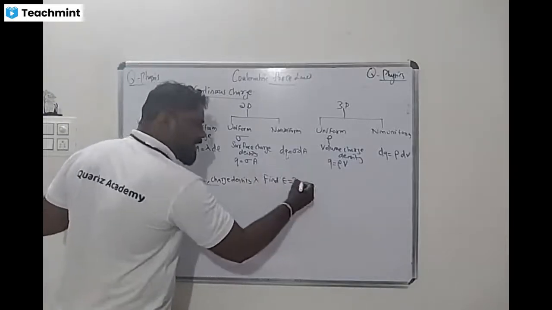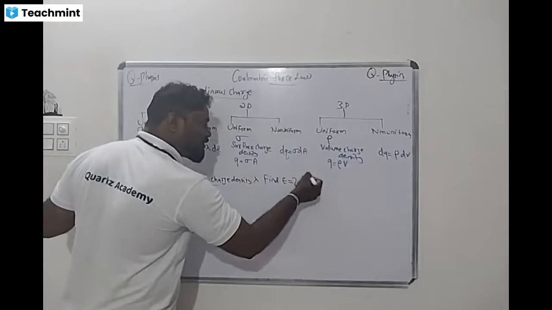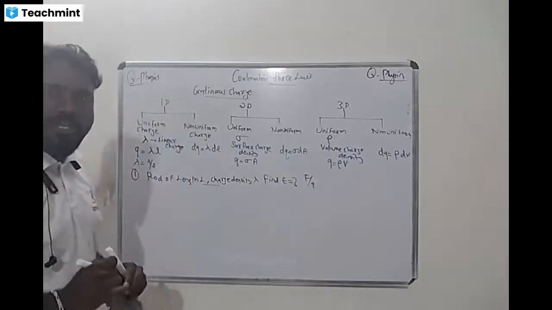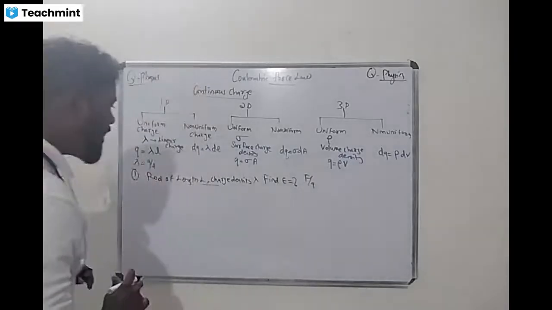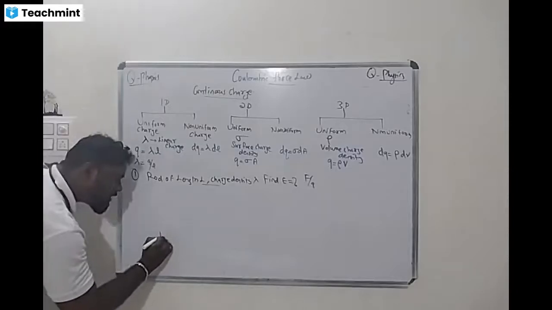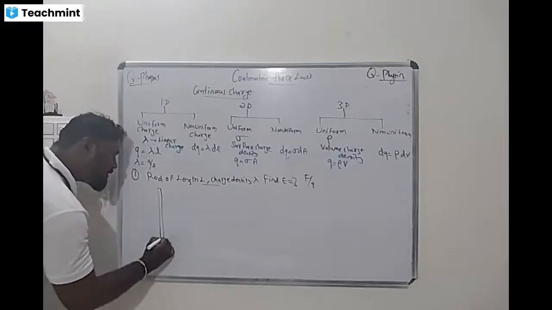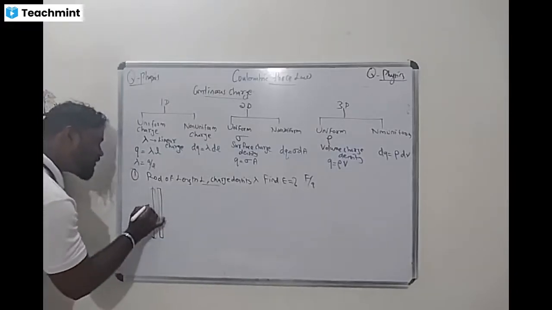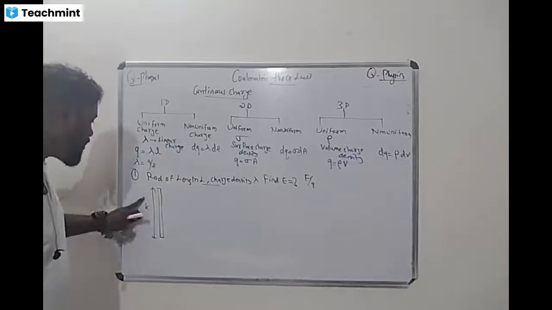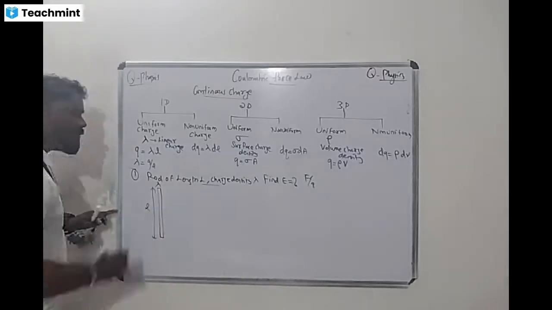Or else, electric field is force divided by charge. You can calculate easily. But I will give the shortcut to understand the concept clearly. So I have taken a rod. This is a very important thing. This is my rod. The length is L. This is a previous year question. Understand this one. The length of the rod is L. The charge density is lambda.